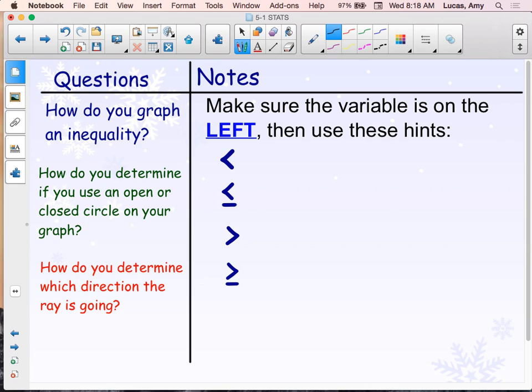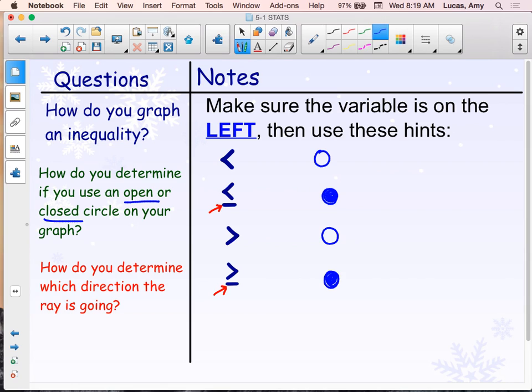So our graph is going to involve graphing on a number line. So how do you graph an inequality? You're going to graph a ray on a number line. And we are going to make sure that the variable is on the left, and then we're going to use these hints. To answer the question about if you use an open or closed circle, an open circle happens when you do not have an equal underneath your less than or greater than symbol. That means that you're not including the number that the circle is being placed on. So it's an open circle. You have a closed circle when there's an equal line underneath your symbol. So here, the line underneath, and here, the line underneath. Close the circle, because that means that your solution could be the number that that dot has been placed on. Your endpoint is included in the solution set because it could be equal to that number.